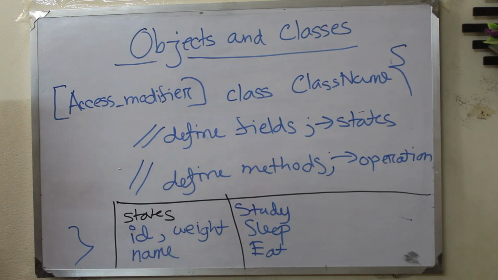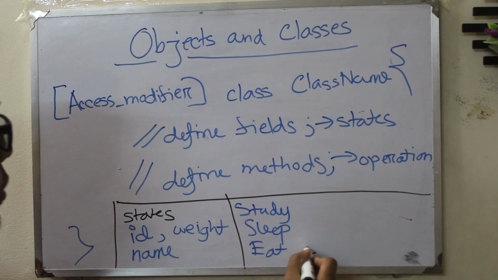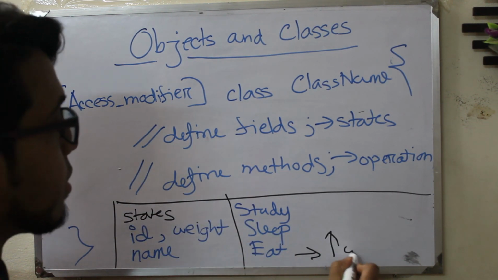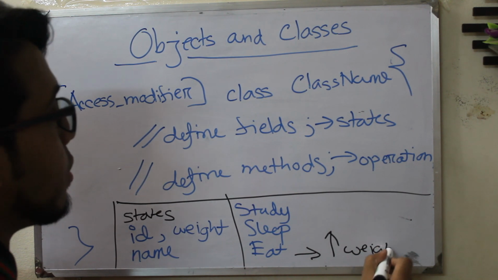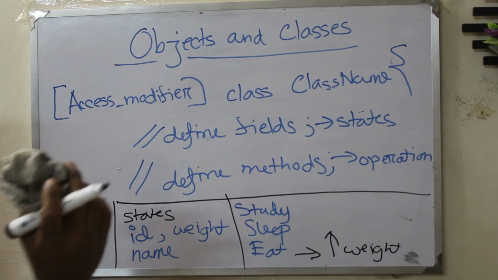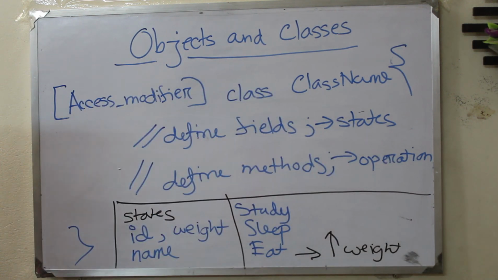So when I write the method eat, it basically increases the weight of a student. So this is how a method performs an operation, and it may or may not manipulate the states of a student. Okay, so once we're done with this part, we're going to move on to defining fields, okay?